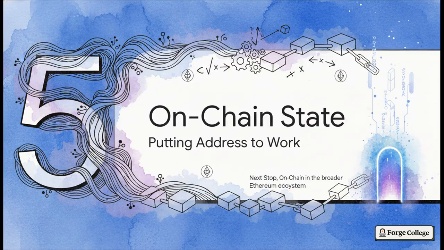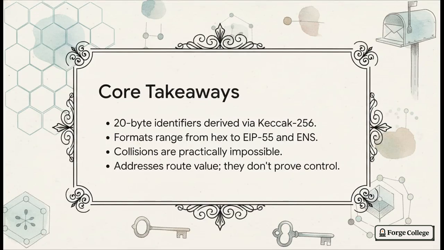Finally, Section 5. Next stop, on-chain state, putting the address to work. So let's bring it all together and review the core takeaways. Ethereum addresses are always 20-byte identifiers derived via checksum 256. Formats can range from raw hex to EIP55 and ENS. Mathematical collisions are theoretically possible, but practically impossible. And above all, always remember the mailbox model. An address routes value, it never proves control.